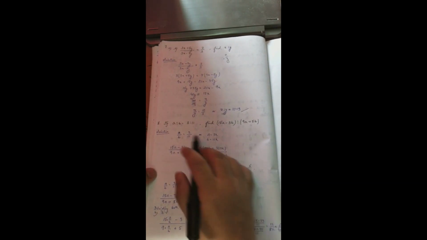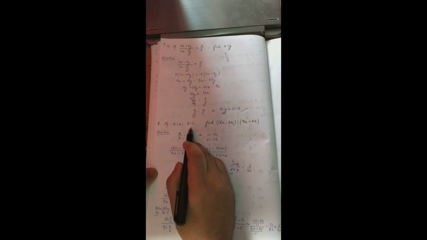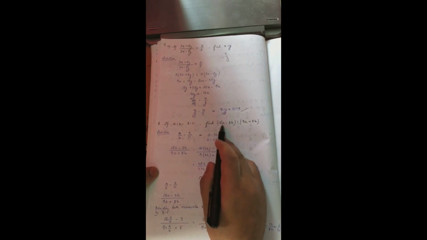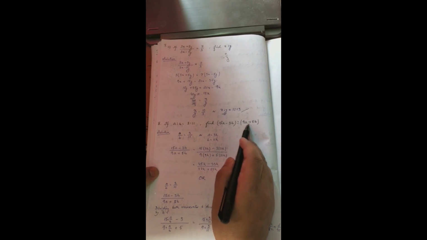Okay, next, if a is to b is equal to 3 is to 11, okay, we have to find 15a minus 3b is to 9a plus 5b.